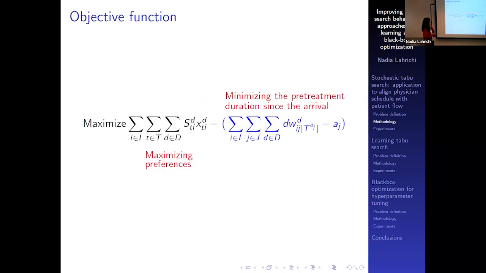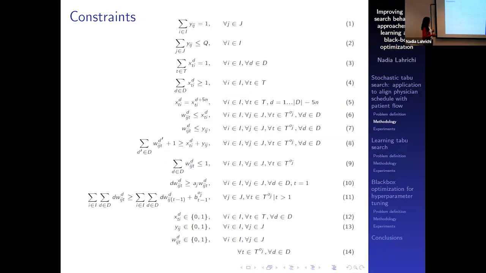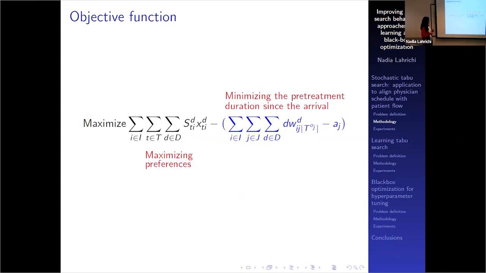My objective function, as I said, has two components. I have to maximize the preferences, so I have a score for each task on each day for each physician. And I have the patient part, where we're looking to minimize the difference between the pretreatment duration and the first day and the arrival. In this version, I don't have the weights in front of the objective function, but you can imagine this with the weights and only considering one piece or the other. So we have done these experiments, obviously.